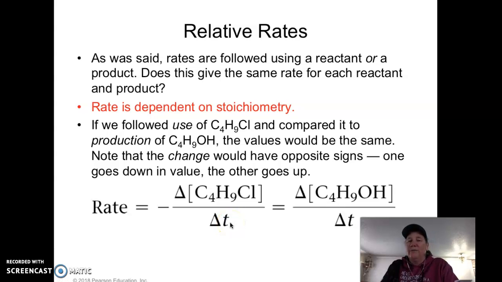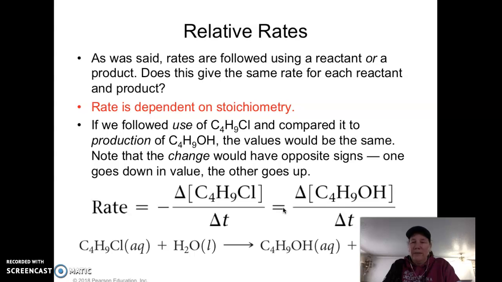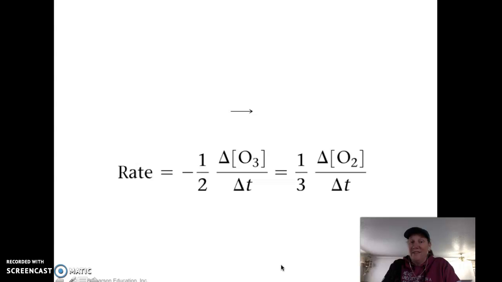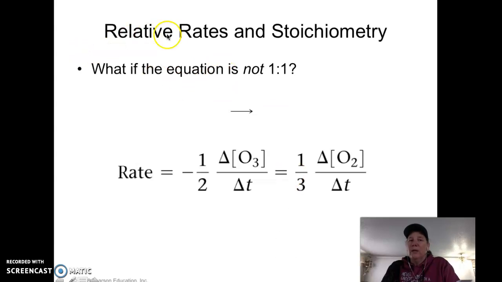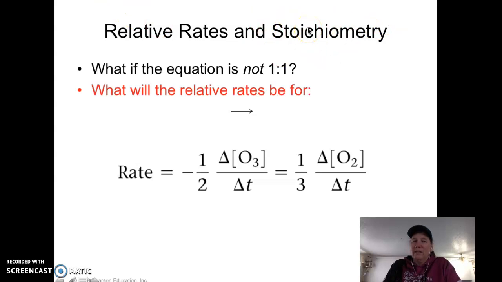But what if it's not? What if this would have had a 2 in front of it or whatever? So when you're figuring relative rates, you really need to look at their coefficient, because these are based on stoichiometry. They're based on the number of moles, okay? So, oh, here it is again, sorry. I know you can't see this part, it says plus HCl. But again, these are 1 to 1 to 1, so it all worked. But what if the equation is not 1 to 1? And again, we have to use balanced equations.